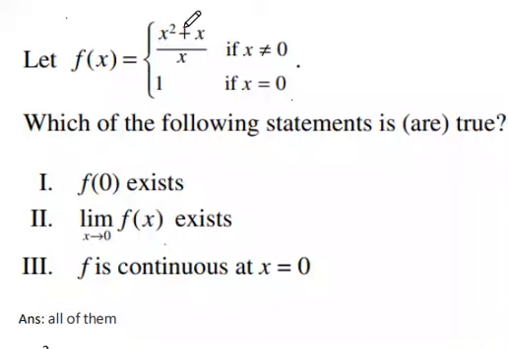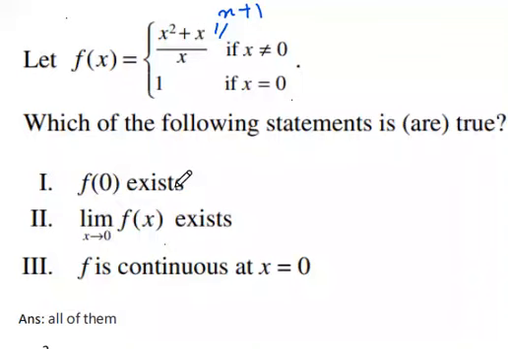Why don't you simplify this one here? So here x is common, you can take it out when you simplify this. This rational function is equal to 2x plus 1, which is a polynomial. Why can we simplify that? Because x is not equal to 0, that's why you can simplify this, right? So which of the following statements are true?